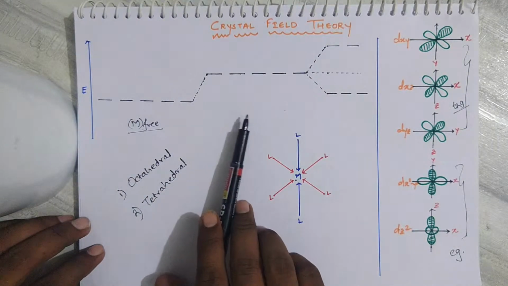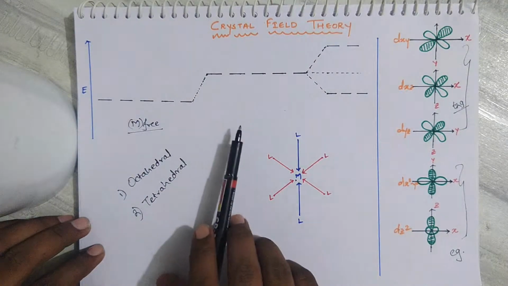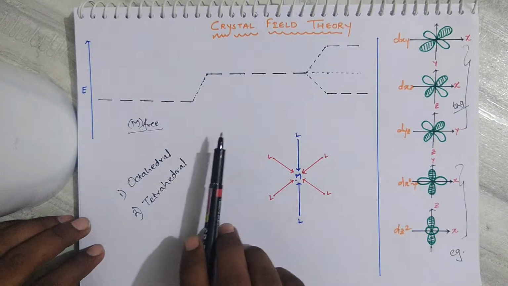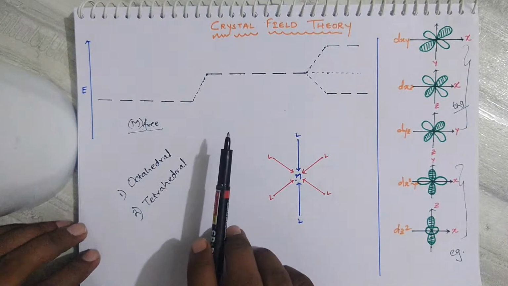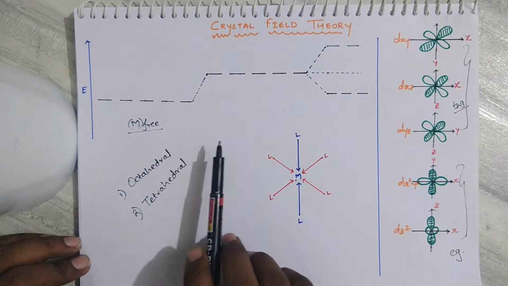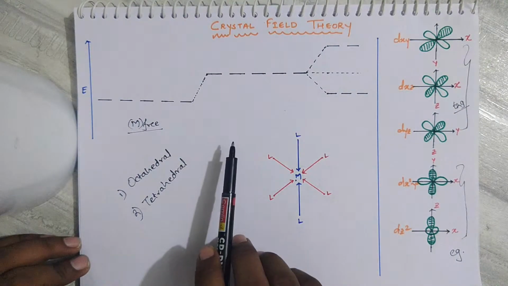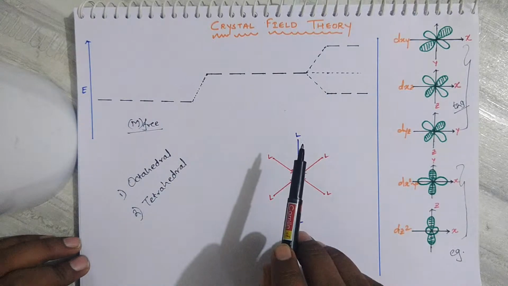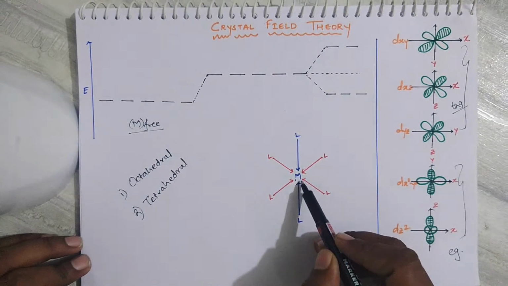Then in the second step, the ligands are going to approach in a spherical field. No matter whether it is a tetrahedral complex or an octahedral complex, your ligand will approach in a spherical field. Now when you are saying that it is in a spherical field, indirectly we are saying that every ligand is equidistant from the central metal atom.